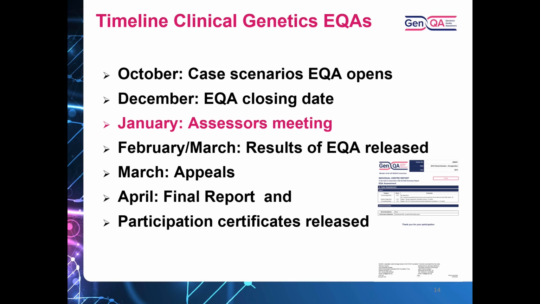There's then a process of appeals, where centres who perhaps consider that they have not had their submission marked correctly or fairly can appeal. And then we review those appeals, either adjust the marks or explain why the marks were deducted. And a final report is released in April, and the participation certificates are released at the same time. And the image is of an individual centre report.